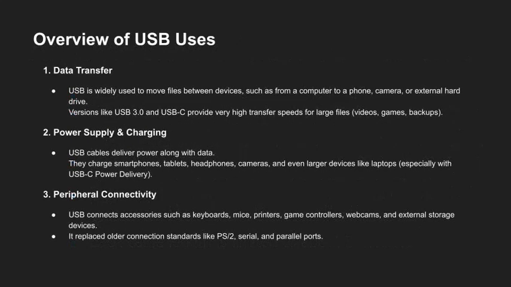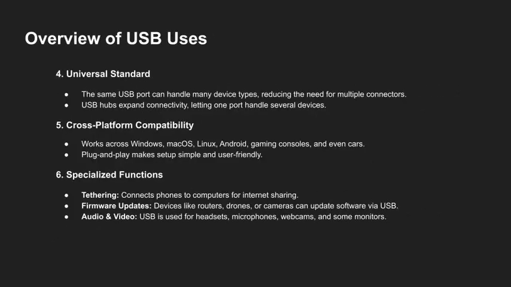USB can be used for a variety of uses. USB is widely used to move files between devices such as computers, phones, cameras, or hard drives. Since USB can deliver power along with data, they are used to charge smartphones, tablets, headphones, cameras, and even larger devices like laptops. USB also connects accessories such as keyboards, mice, printers, game controllers, webcams, and external storage devices. This same USB port can handle many device types, reducing the need for multiple connectors. USB hubs expand connectivity, letting one port handle several devices.